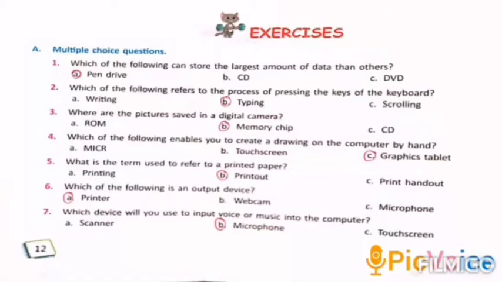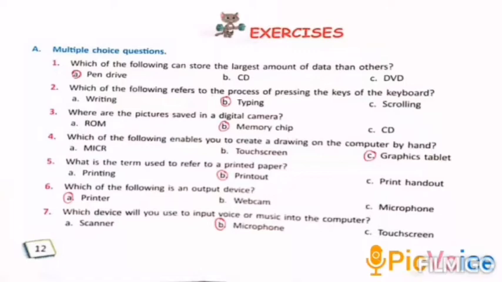Fifth one, what is the term used to refer to a printed paper? Option A, printing. Option B, print out. Option C, print handout. Which one is correct? Option B, print out.